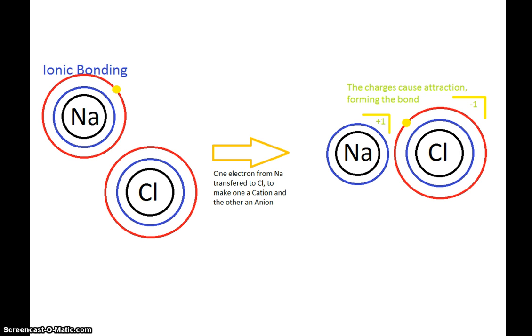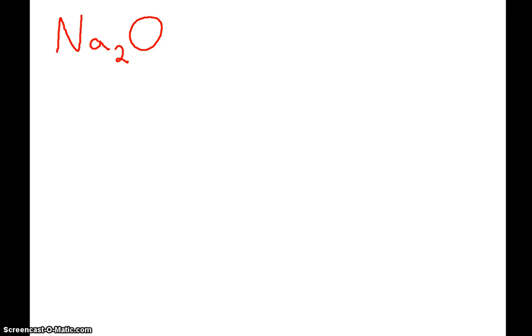And here is just a cartoon version of it that you can see. So sodium will give up its one valence electron to become positively charged. Chlorine becomes negatively charged, and they're attracted to each other. So rather than sharing electrons, they're attracted to each other because of the difference in charges. So let's look at a different one here.